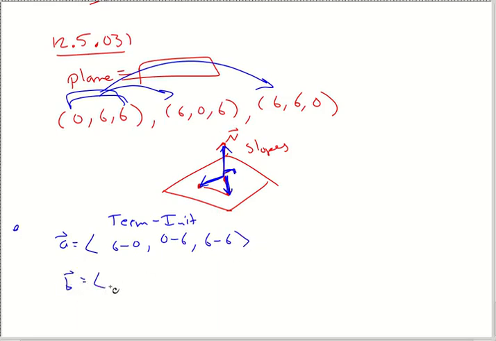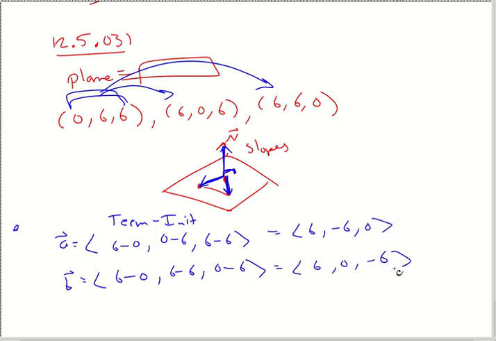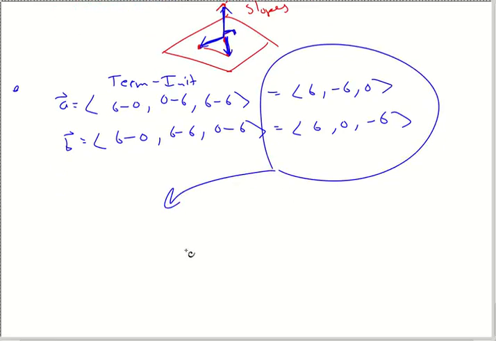My B vector, same thing, terminal, and then minus initial. 6 minus 0, 6 minus 6, and 0 minus 6. So 6, negative 6, 0, and 6, 0, negative 6. So these are my 2 vectors, which I now will cross. I'll just go ahead and put it down right here, I guess.